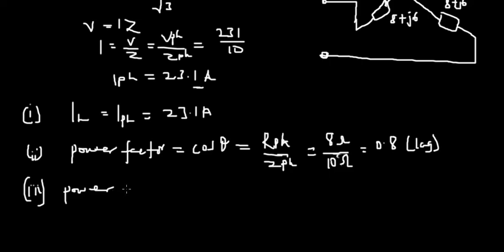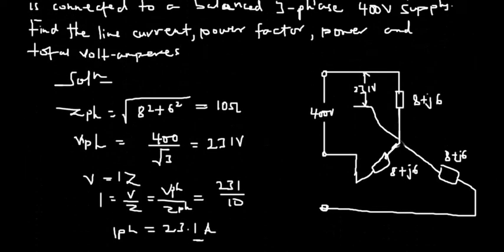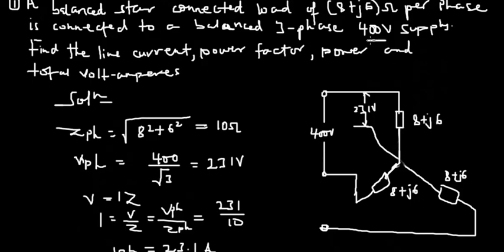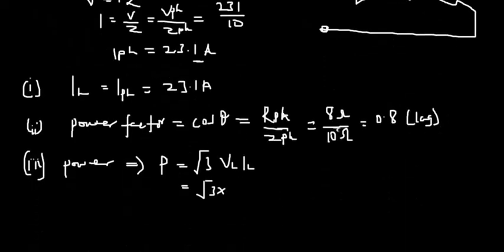So for the main power for 3-phase, we already know that the power P, or the active power, is equal to root 3 multiplied by VL and then IL. So this will give us root 3 multiplied by the voltage. We had a voltage of 400 volts, and then multiplied by IL, which is 23.1.